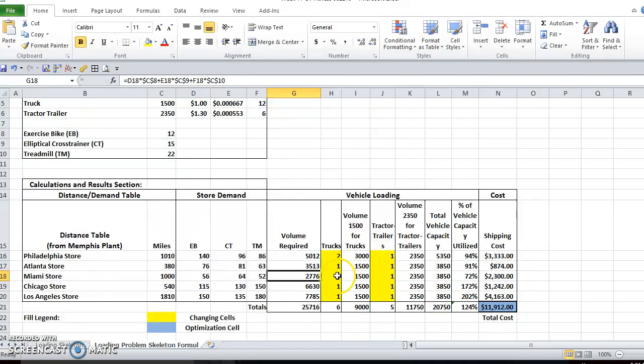I think I'm going to go with two trucks and no tractor trailers. See if I can do better than that. Yeah, actually, that's 93%. That's not bad. By the way, I'm just fishing here, and you can also see our costs still going up. We're at 11,612. The next one we need 6,630 square feet. Then of course this is for our Chicago store, but we've only got right now with one truck and one trailer 3,850. Let's go with another tractor trailer.